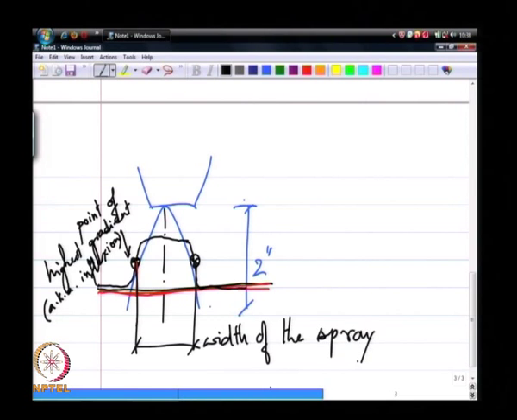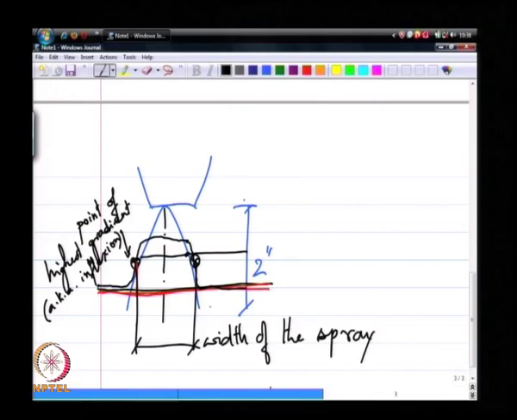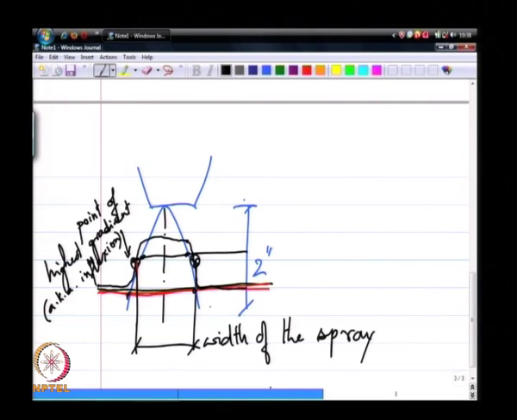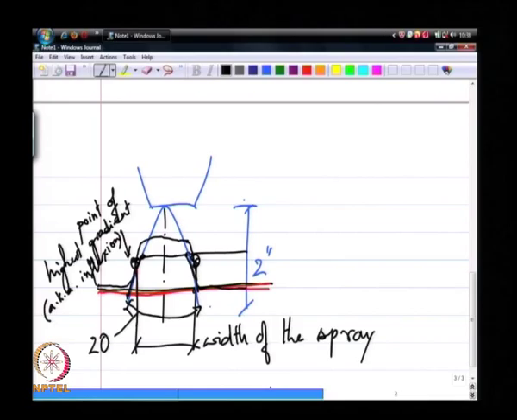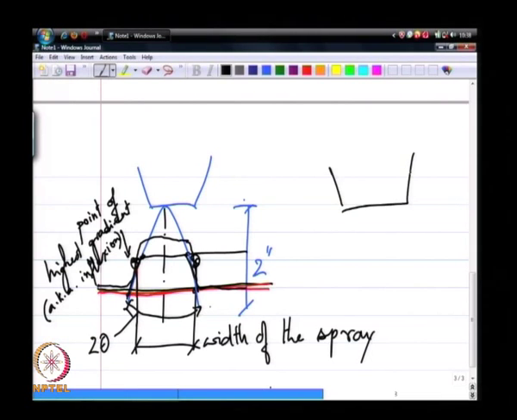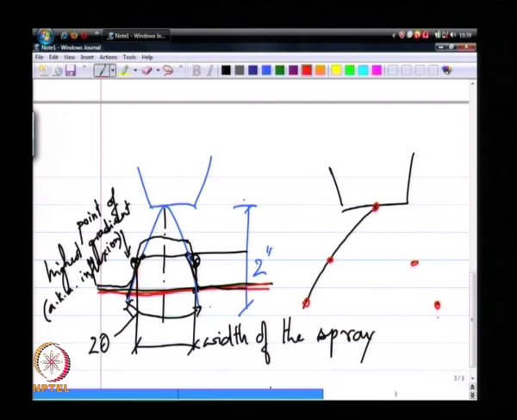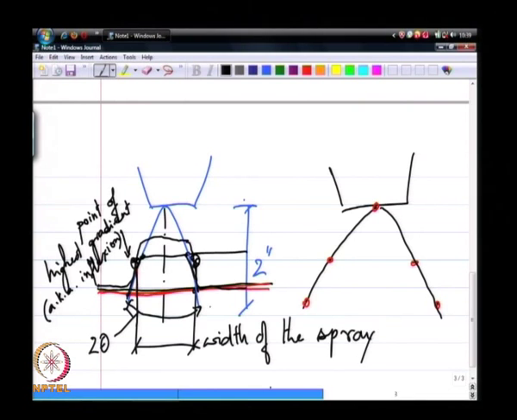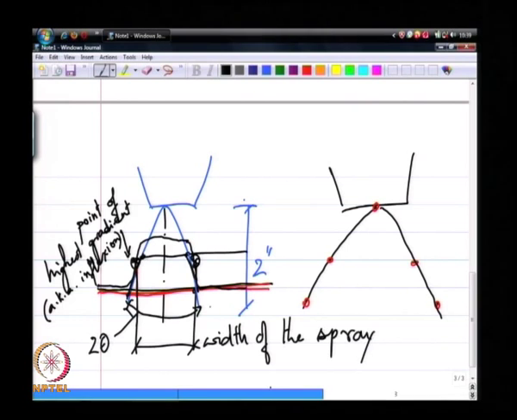At this axial location. So, typically what is done is that you could get the width at a couple of different axial locations and through a curve fit figure out what the cone angle would be. So, that 2 theta is calculated knowing what the spray width is here. Spray width is at another axial location, and the fact that I have the nozzle here, using these three points, using these three data points, one could essentially reconstruct the spray.